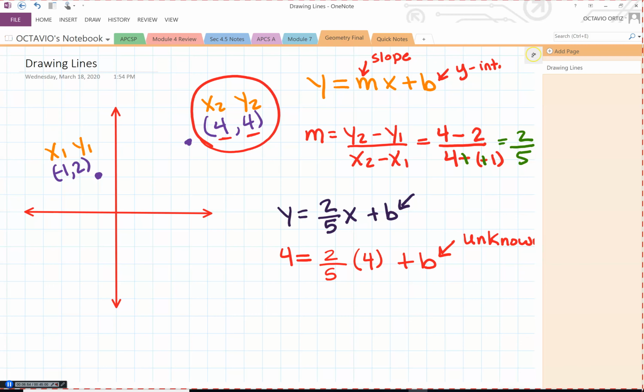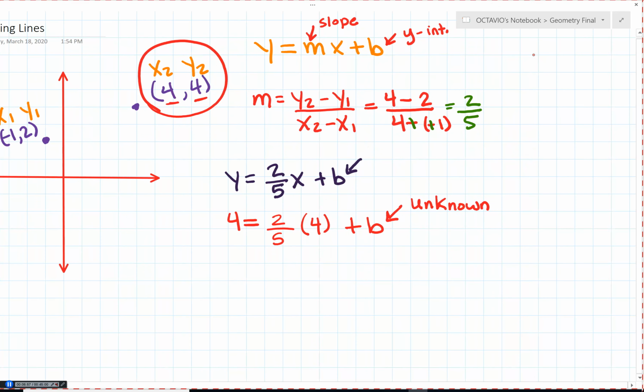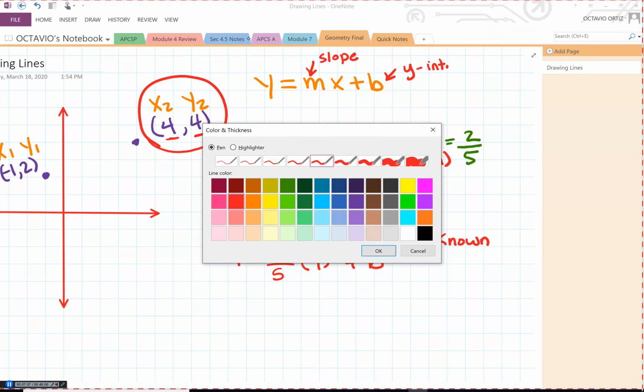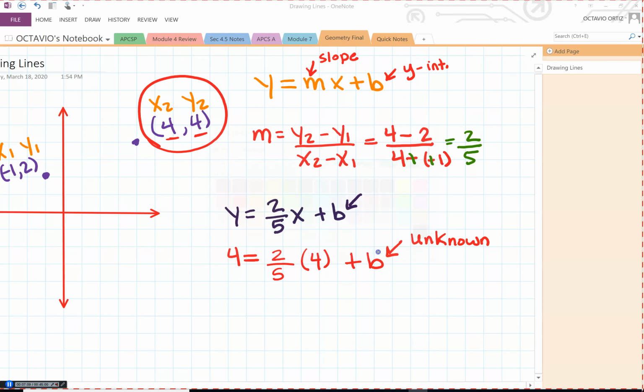Okay, so now that we have this, let me see if I can get rid of that. There we go. And now that we have this, we can multiply. Oh, great. Got rid of the little color selector. We're going to multiply 2 over 5 times 4. And when we multiply fractions, we multiply the numerator. Well, we place a 1 under the whole number. So that would be 4 over 1. So we multiply 2 times 4, then 5 times 1. That's 8 over 5.